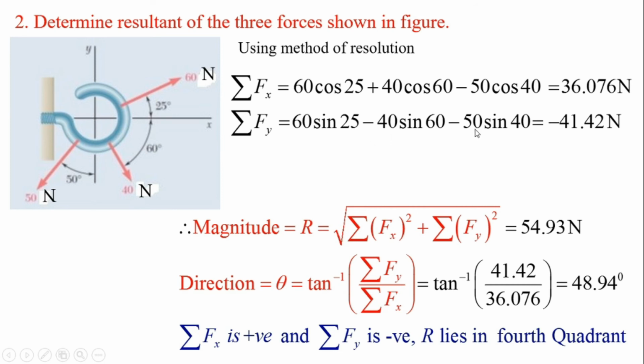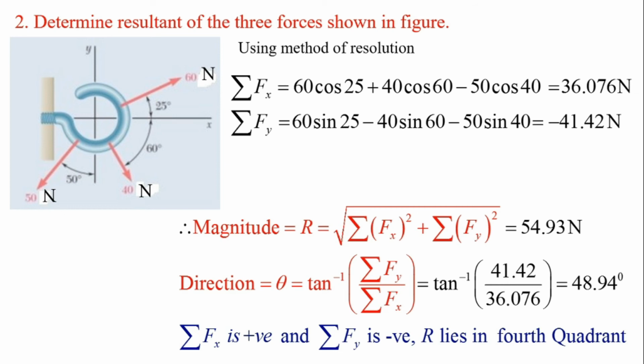Then y component of the third force, which is acting in the third quadrant. So, this is the force 50 acting away from the origin, y component will also act away from the origin along negative y direction, hence minus 50 sin 40. Remember, while finding the components you have to consider the angle made by the force with x axis, not with the y axis. So, this is 40. So, minus 50 sin 40, and hence summation Fy is equal to minus 41.42 Newton. So, summation Fx and Fy are known to us.